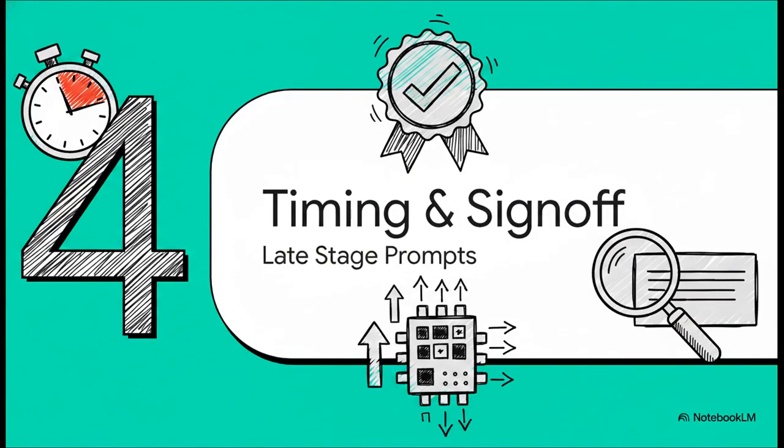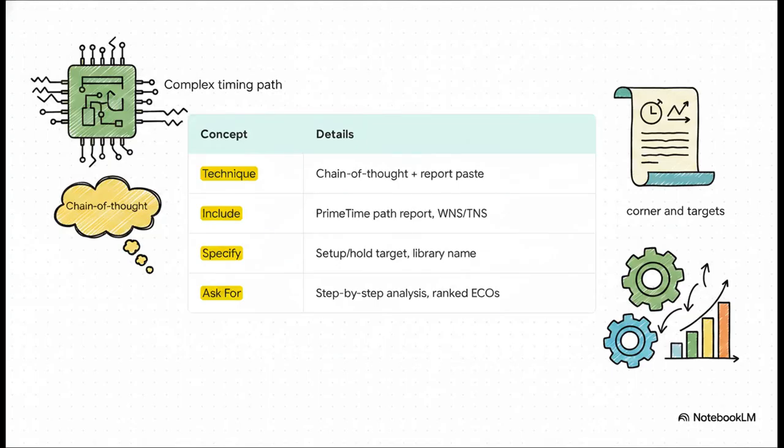All right, let's bring it home. We're in the home stretch now, the most critical phase of the project, closing timing and getting ready for final sign-off. The pressure is on, which means our prompts need to be super precise. For a really complex task like analyzing a critical timing path, we need a more advanced technique. This is where chain of thought prompting is just fantastic.